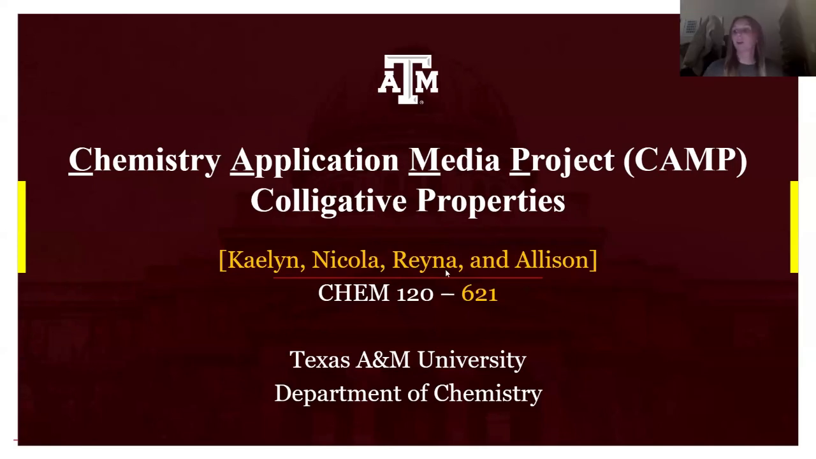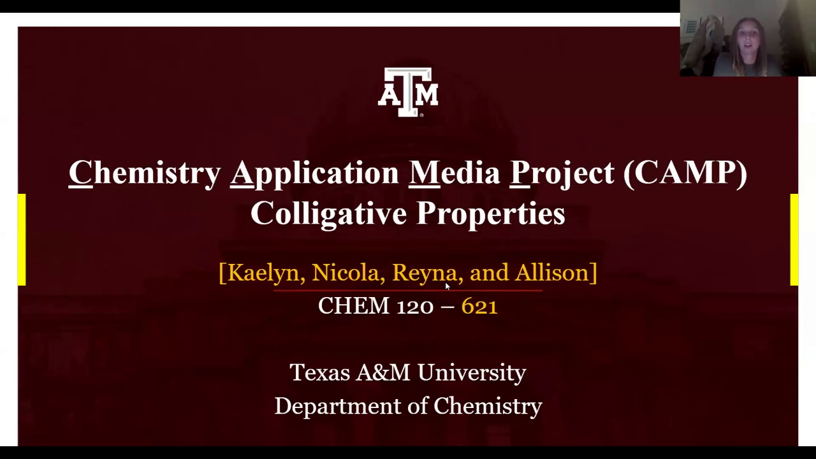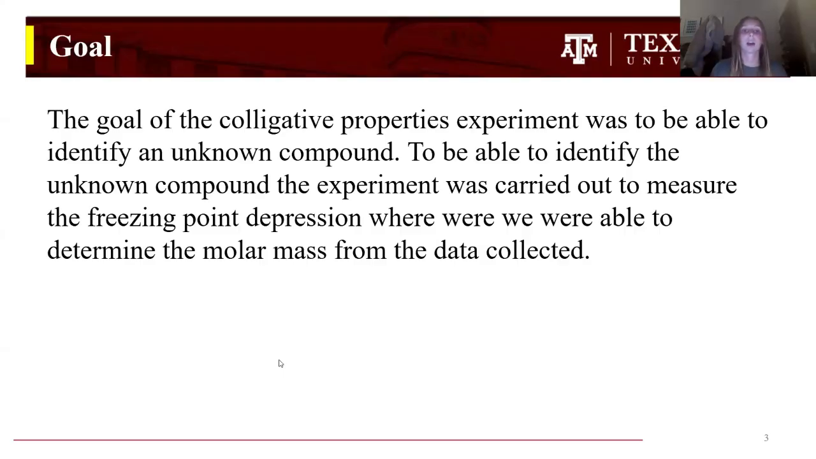So first I'm going to walk you through what the goal of our experiment was. The goal of the Colligative Properties experiment was to be able to identify an unknown compound. We were able to identify this unknown compound by completing our experiment of trying to find the freezing point depression. And then from the data we collected in our experiment, we were able to determine the molar mass based off some calculations.